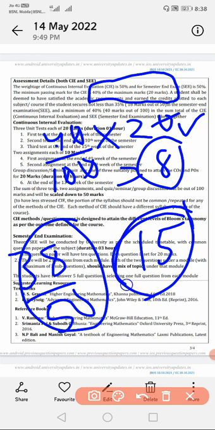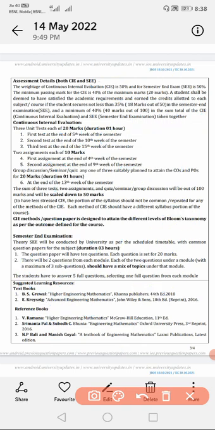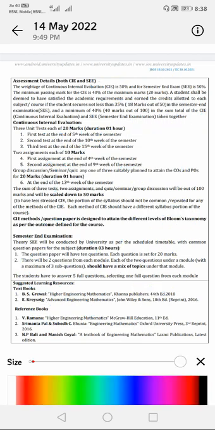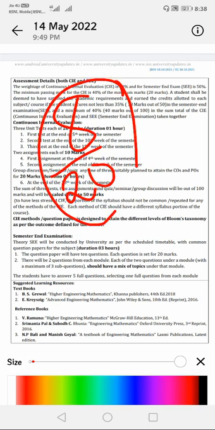So how much are you getting? 15. So you have passed the subject. You have cleared the subject. Okay, so the minimum marks for CIE to pass is 8 for 20. All of you should understand this.